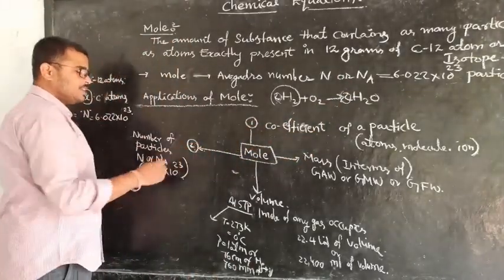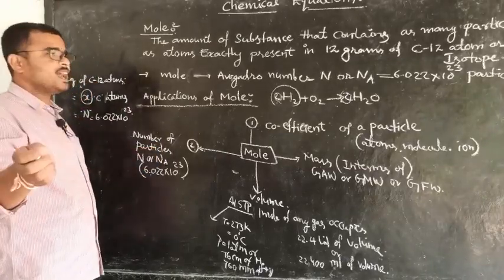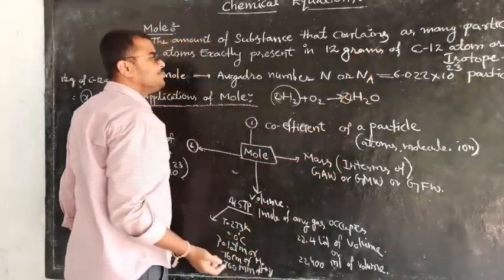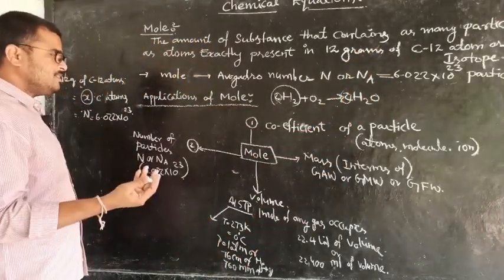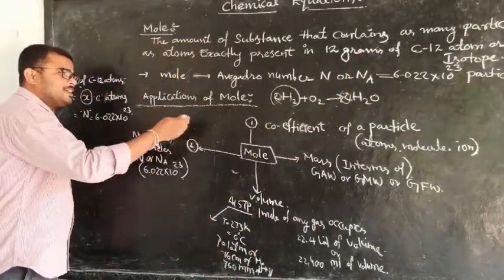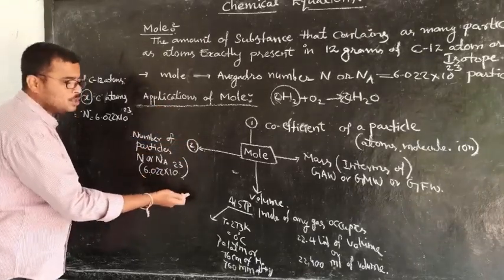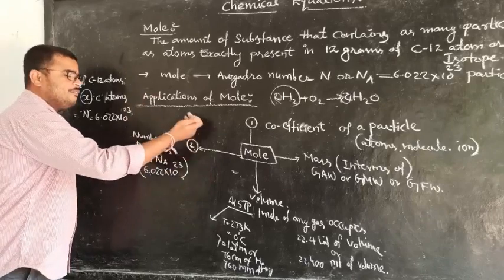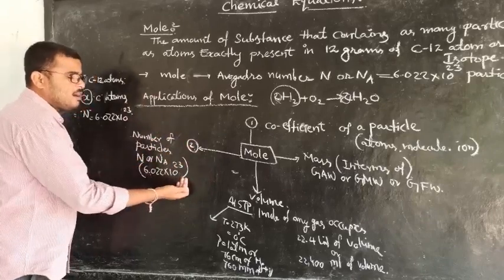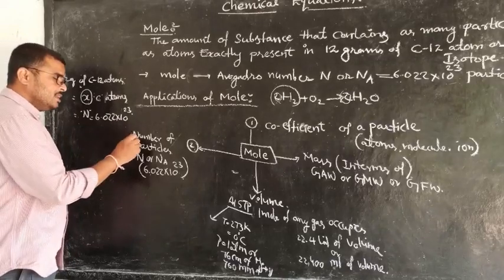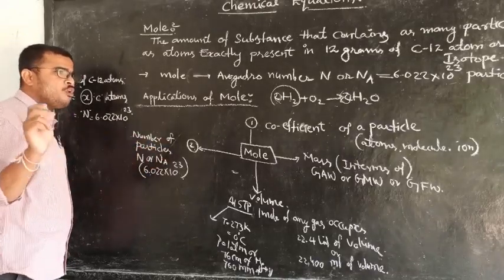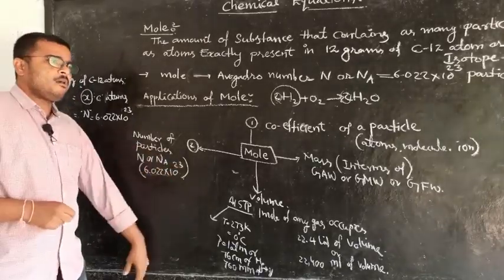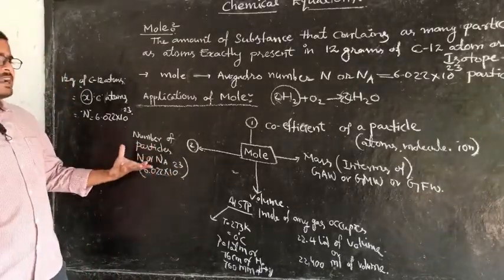Next, the second application, in terms of particles. Already we know the mole number: 6.022 into 10 to the power of 23 particles. 1 mole of atoms is nothing but this number of atoms. 1 mole of ions is nothing but this number of ions. 1 mole of electrons is nothing but this number of electrons. Means the number of particles in a mole is equal to 6.022 into 10 to the power of 23 particles. This is the second application.